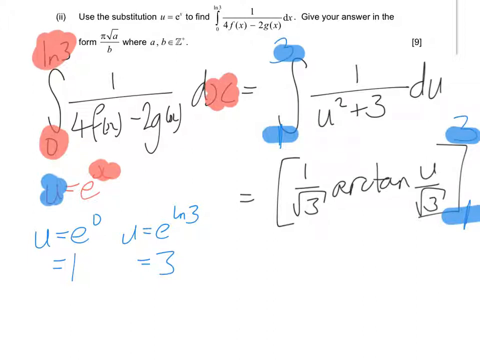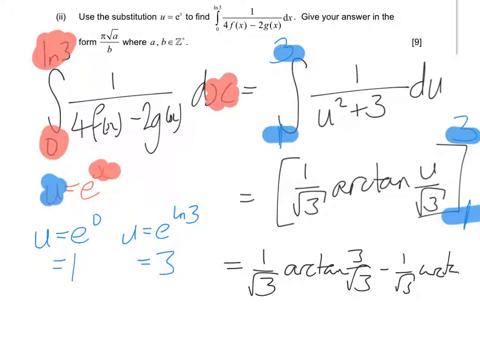So that's the integral that I'm doing from 1 to 3, and we can substitute that into my expression. 1 over root 3 arctan 3 over root 3 minus 1 over root 3 arctan 1 over root 3.